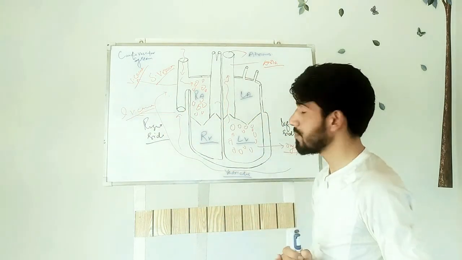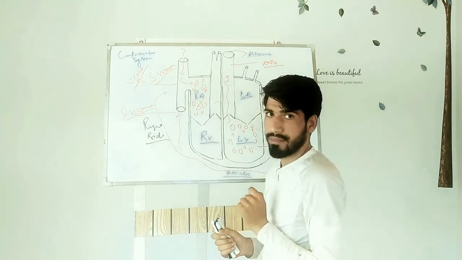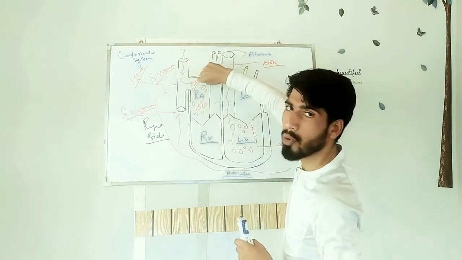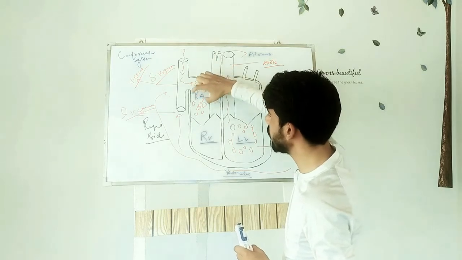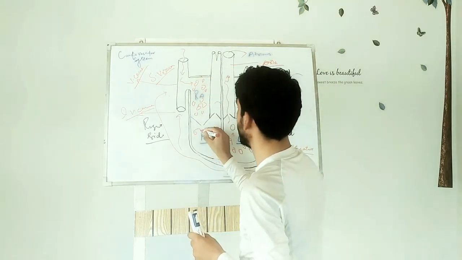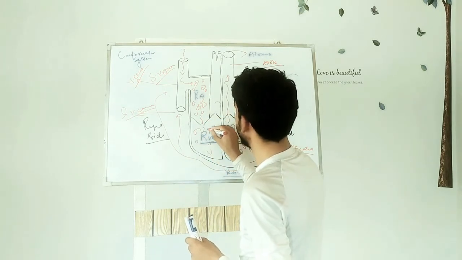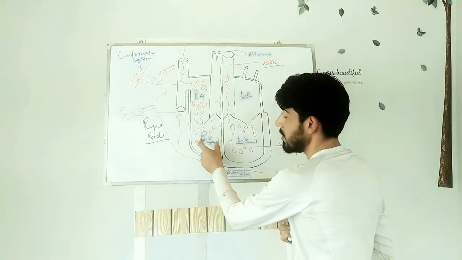Now, what happens? The blood is now present in the right atrium. What happens in the right atrium? The right atrium contracts, and the blood flows into the right ventricle. So the blood comes into the right ventricle.